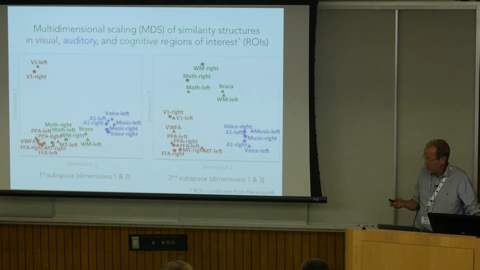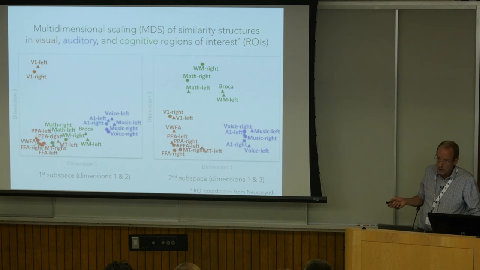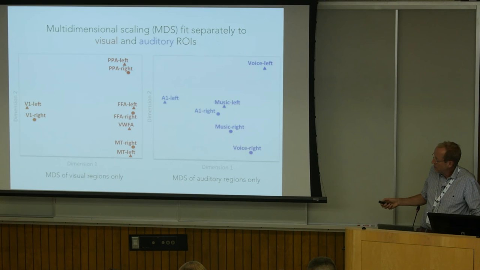Now the visual areas are all clustered together and the auditory areas are all clustered together. That's because MDS, again, is just a dumb engineering calculation, and it tries to find the optimal solution for all 20 areas at once. So it's not doing a good job of teasing apart the fine scale structure among visual areas or auditory areas. So we did a multidimensional scaling of just the visual areas and just the auditory areas. And again, we find structure here. If we do multidimensional scaling of the visual regions only, the first dimension distinguishes V1 from everything else, and the second dimension distinguishes the higher order areas from each other. MT is down here, word form area, faces, and places.